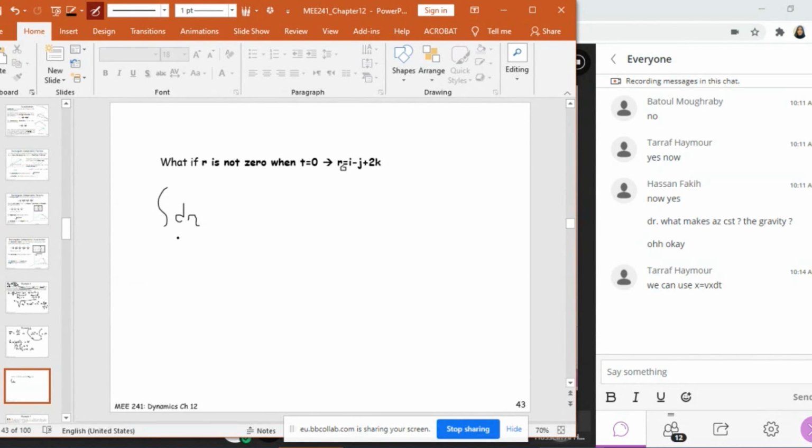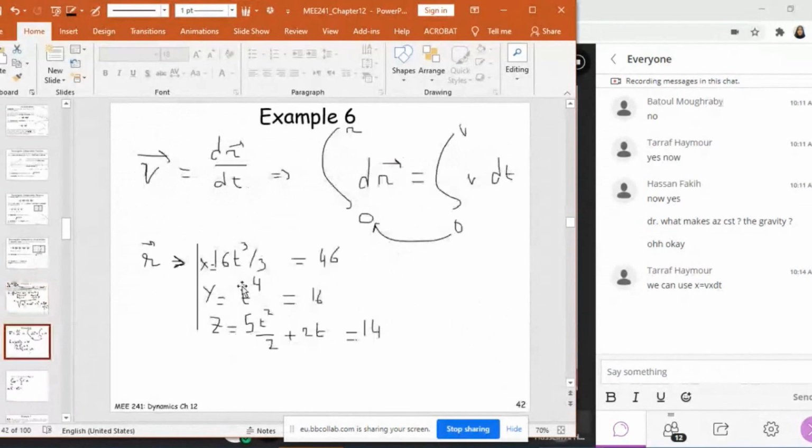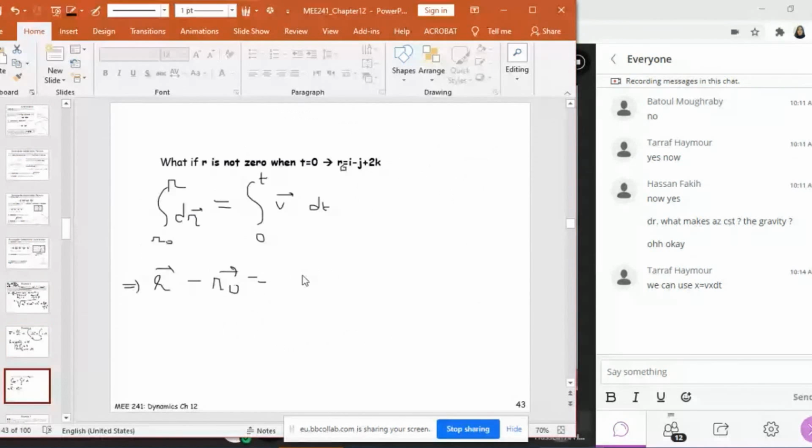It is between, in fact, r0 and r, and this will be equal to the integration of v in vector form dt. All right, and then t will be between 0 and t. So guys, now I have a certain r0, and this means that r minus r0 will be equal to the integration of v. And what is the integration of v? In fact, this is the integration of v.